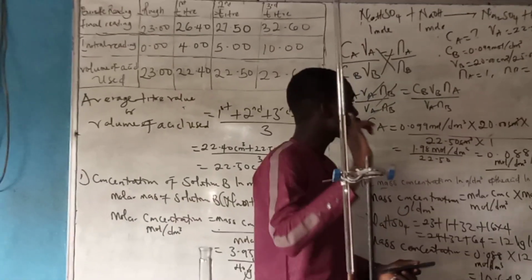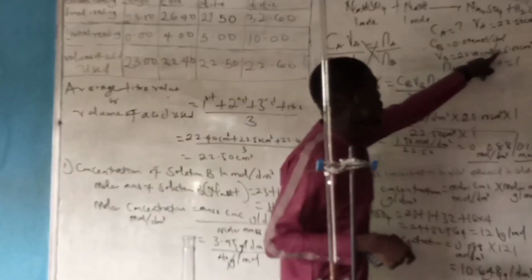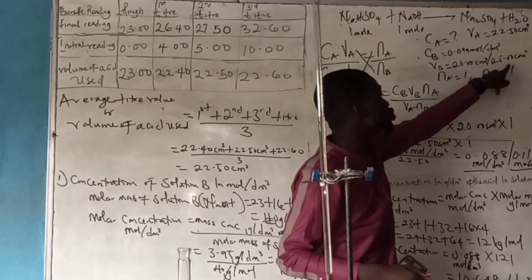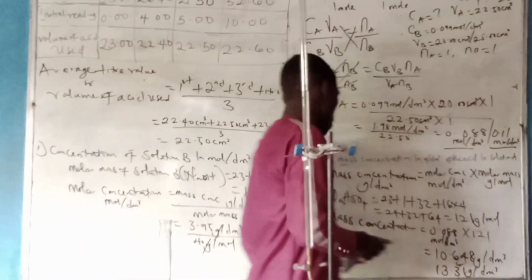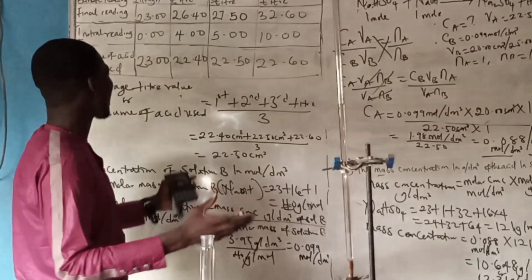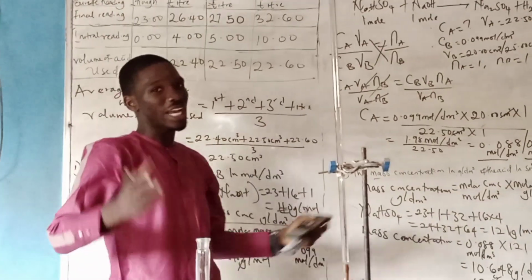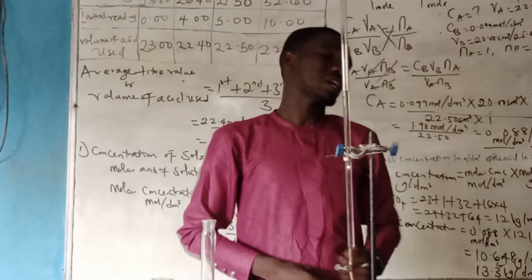So class, it shows you guys that the average volume to be used is 25 cm cube. Again, is what? 25 cm cube. Is what, class? 25 cm cube. So I think I've justified the fact and shown you guys the likely question which you can come across in your 2021 NECO practical.